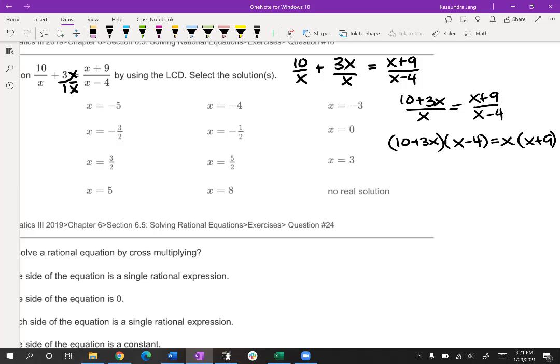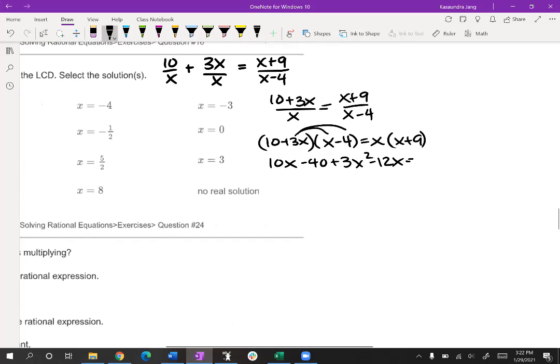I got a bunch of distributing to do here. So let's see, I'm going to do my 10 times x, 10 times -4. All right, I'll distribute my 3x. I get a 3x squared and a -12x. All right. And then I've got some distributing on the other side as well. So I get an x squared plus 9x.